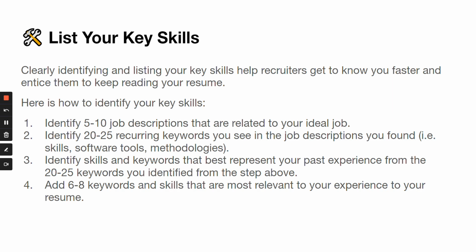So again, the first step: go through 5 to 10 job descriptions that match your ideal job. Second step: find recurring keywords, based on the 5 to 10 job descriptions you found, the keywords that keep appearing. Third: identify skills and keywords that represent you, meaning the skills and abilities or software tools that you specifically have experience in and are well versed in. And then obviously the fourth step: add those 6 to 8 keywords or skills that are relevant to you, right?